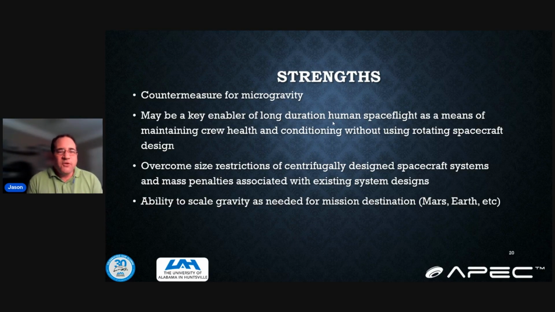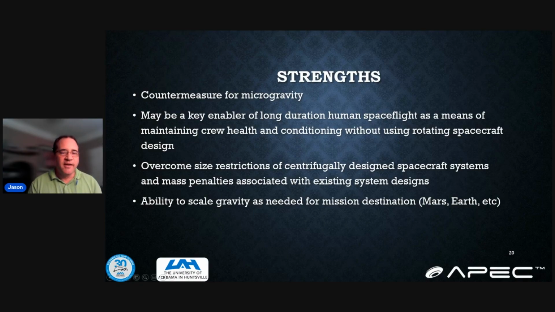So the strengths: we've come up with something that might be a good countermeasure for microgravity, and it might be a key enabler for long duration human space flight. It's not something that we're saying would compete with and replace centrifugal concepts, because I think they both have their merits, but it's definitely something that, for example, you could integrate in a smaller volume. You don't have to rotate the spacecraft. So it might be a niche for certain types of missions, or it could be combined some way with centrifugal systems.